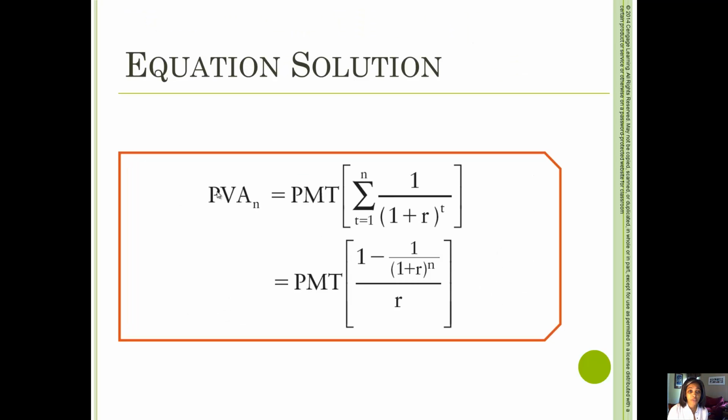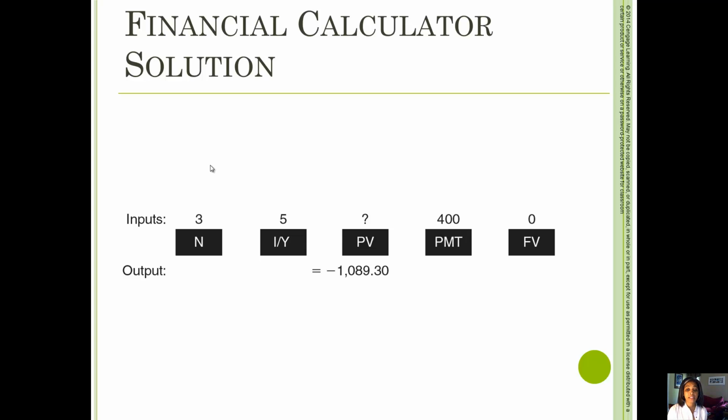So here is our present value of an annuity formula. Payment times 1 minus 1 over 1 plus r to the n, all divided by r. So now again, in the calculator, if we wanted to solve for this, instead of having a future value in this problem, because it's an annuity problem, future value is 0 and payment is 400. And then we compute the present value. So you can think of this as saying that if we wanted to receive 3 $400 payments, we'd have to invest $1,089.30 today.